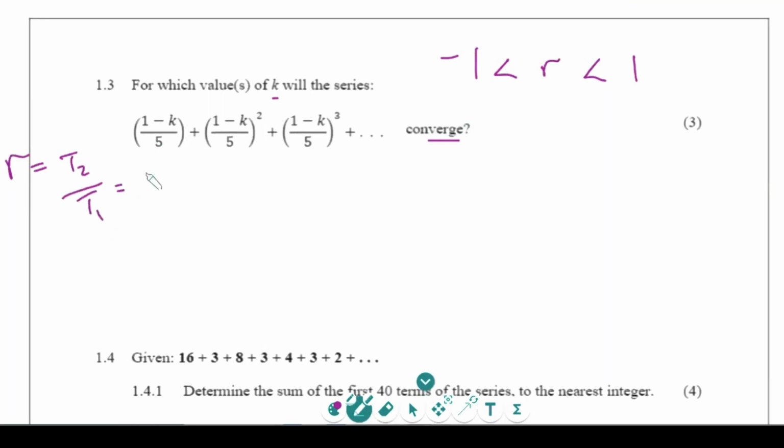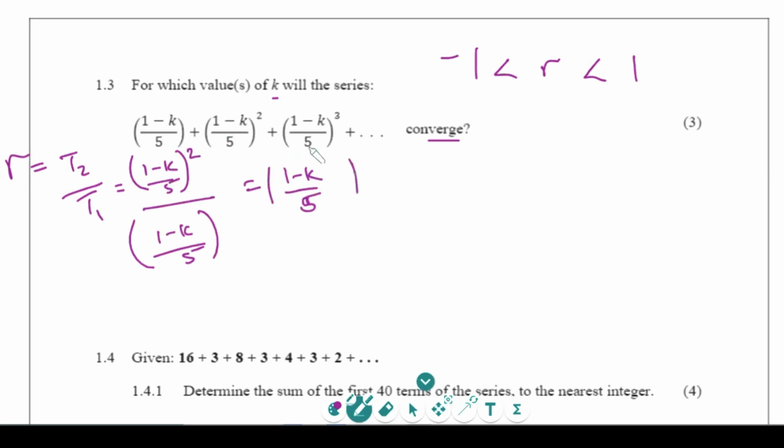So I'll have my (1 minus k over 5) squared, and I'm dividing it by 1 minus k over 5. So it's just the same element, but we have 2 of those ones. Which means our common ratio is 1 minus k over 5. And then I'm gonna replace this back into the condition that is needed. Okay, so it's -1 less than 1 minus k over 5 is less than +1.